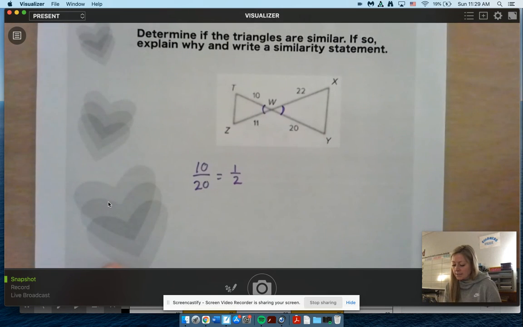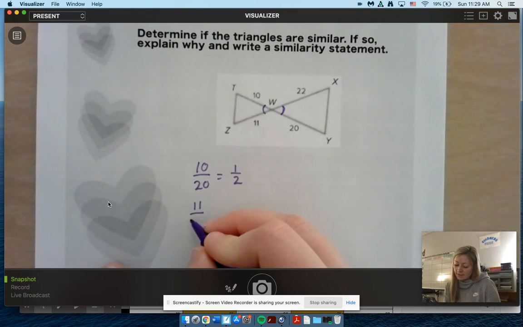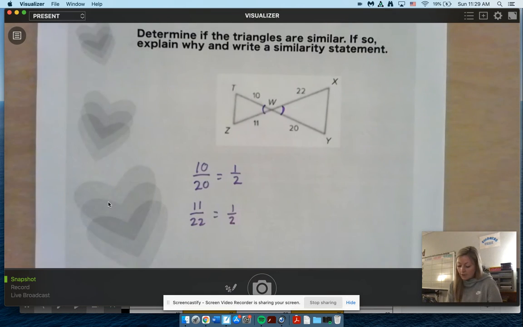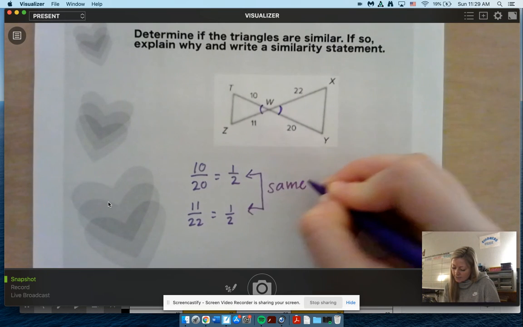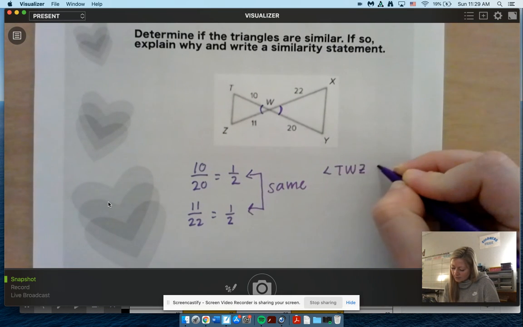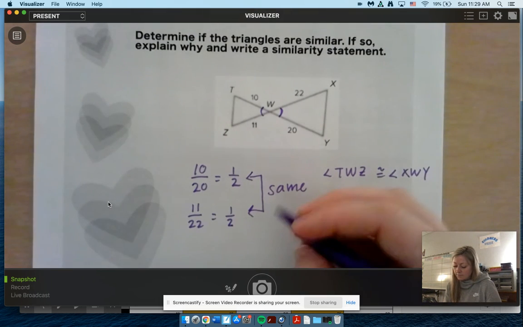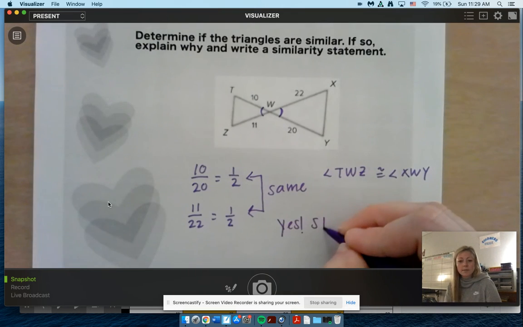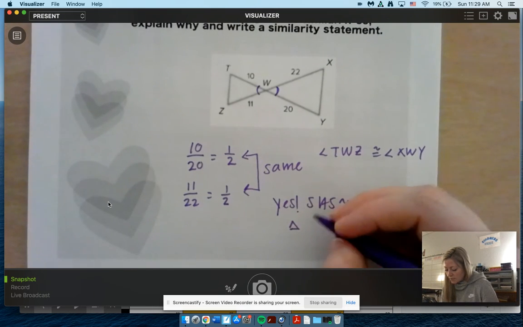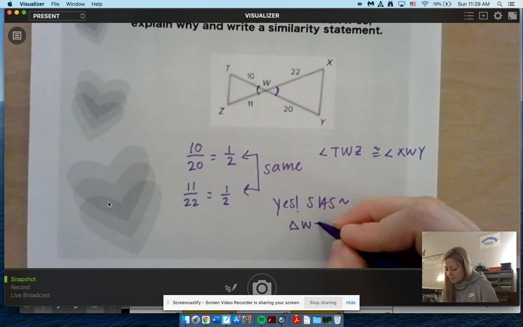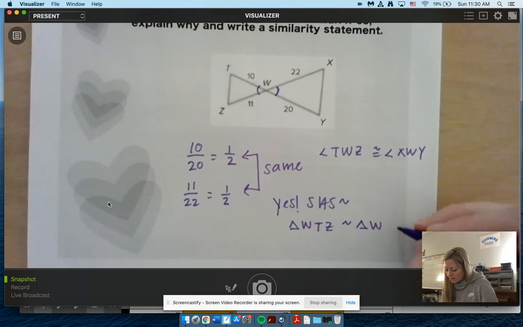Now we look at the next side over here, which is 11. The side over here that it matches is 22. And luckily for us, that does reduce to a half as well. So since these are the same, and angle TWZ is congruent to angle XWY, we have similar triangles. So yes, by side angle side similarity, triangle WTZ is similar to triangle WYX, where T matches Y.